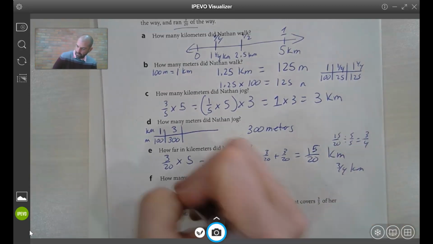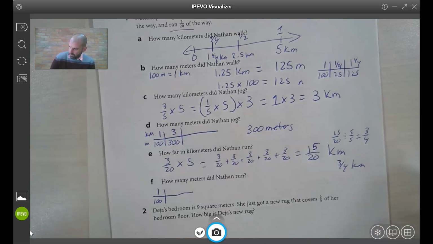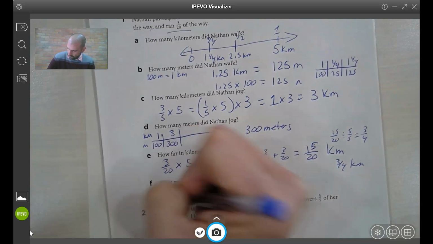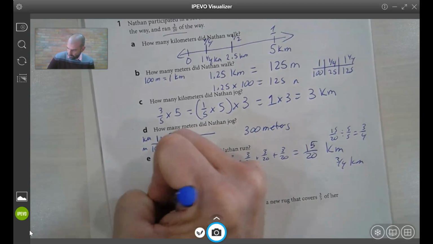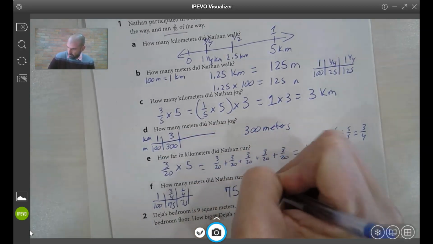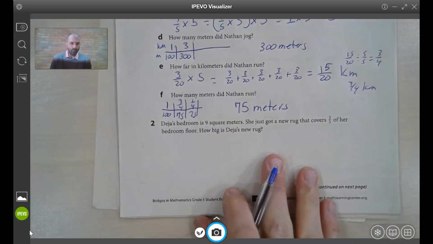How many meters did Nathan run? Well, remember, 1 kilometer is 100 meters, and he went 3/4. I know 1/4 is 25, so that means 3/4 is 75. So 75 meters. Cool.